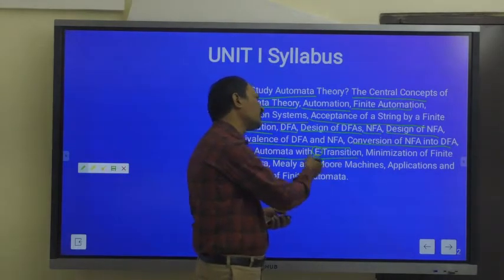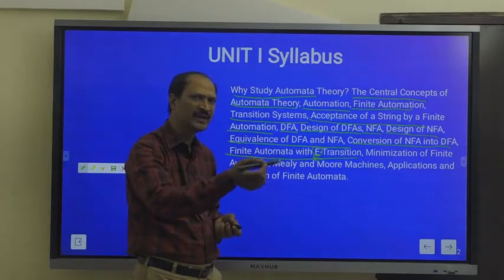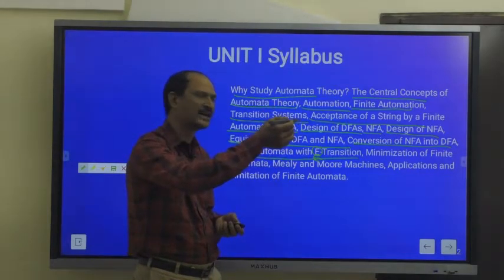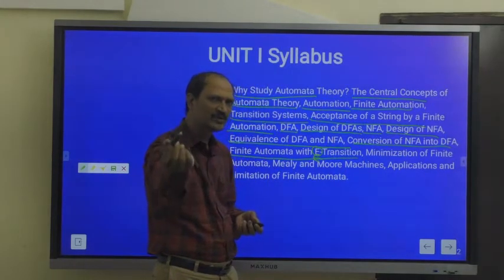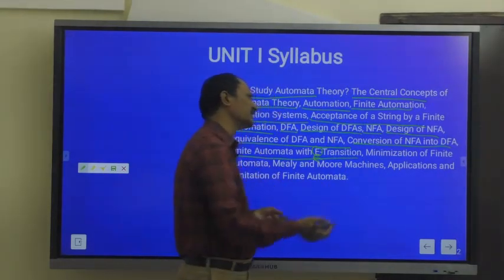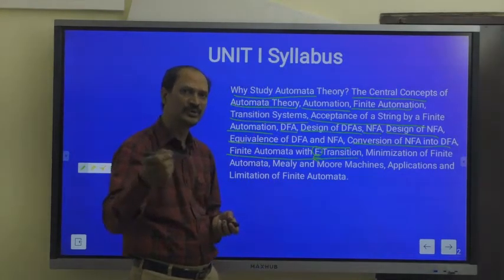After that, we are going to have NFA with epsilon transitions. We can convert it into an equivalent NFA without epsilon, and then into a DFA. That is the procedure. Means what? NFA with epsilon to NFA without epsilon to DFA.